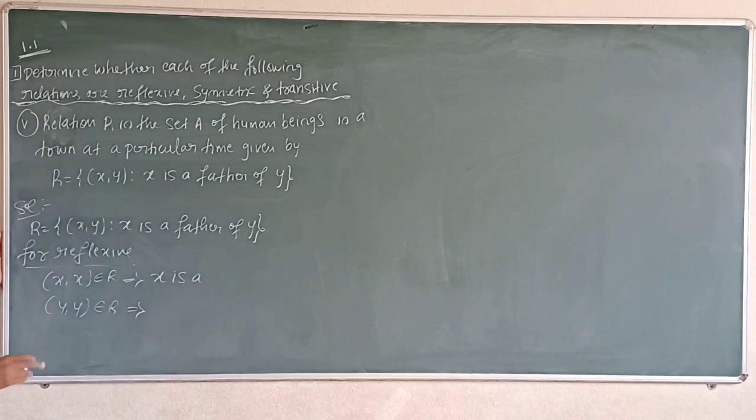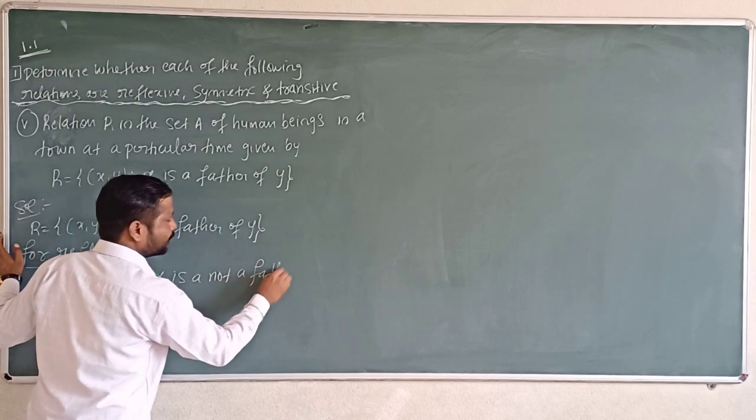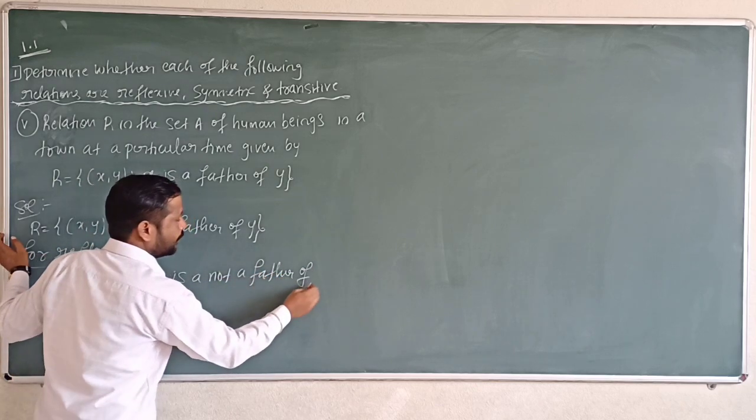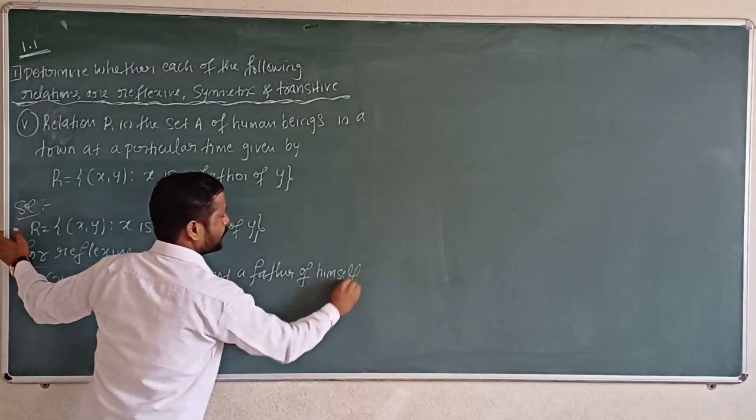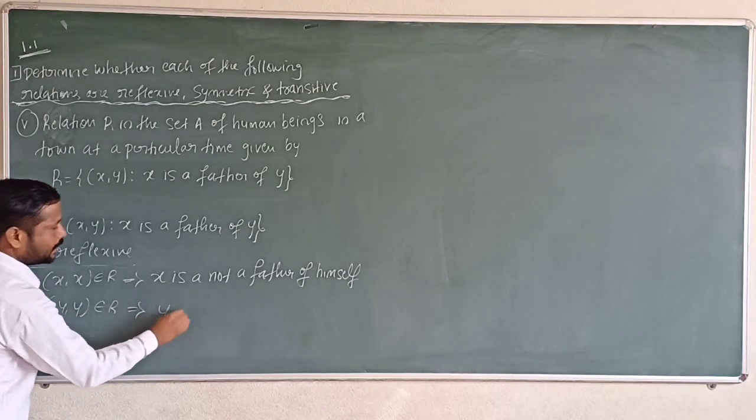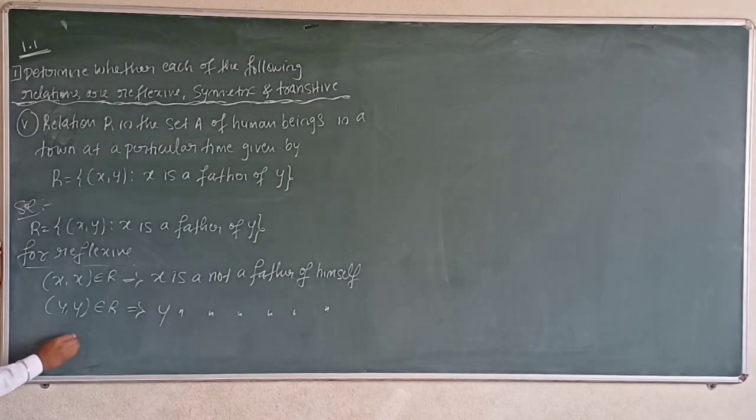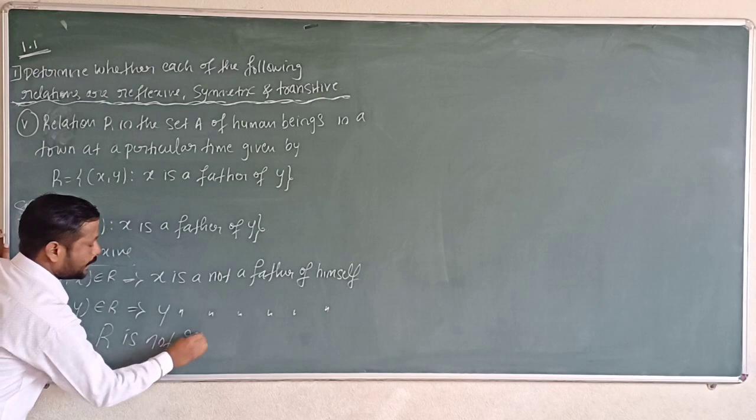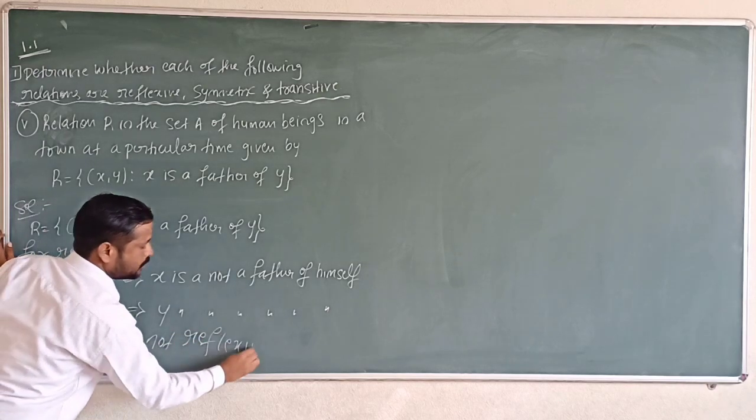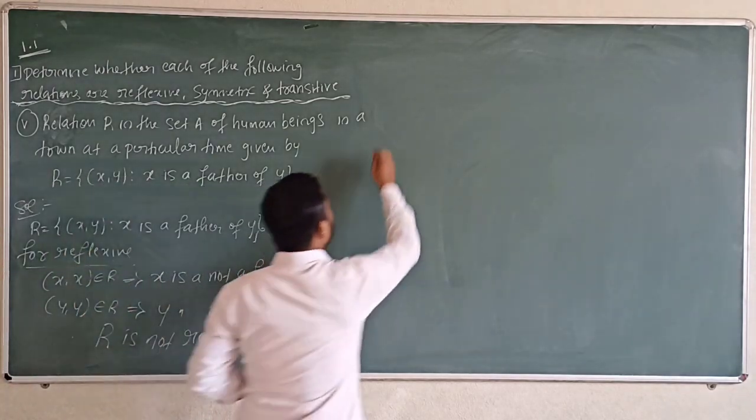He cannot be his own father; someone else has to be the father, right? X is not a father of X, and the same way Y is not a father of himself. So therefore R is not a reflexive relation here. R is not a reflexive relation, right? Then go for what here?